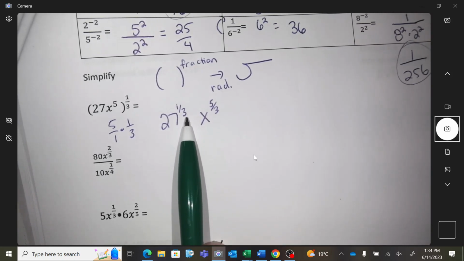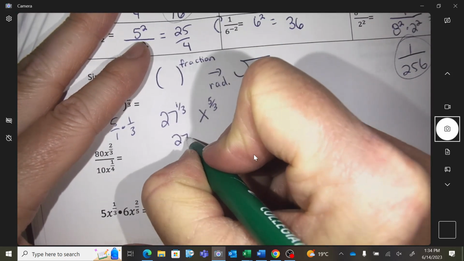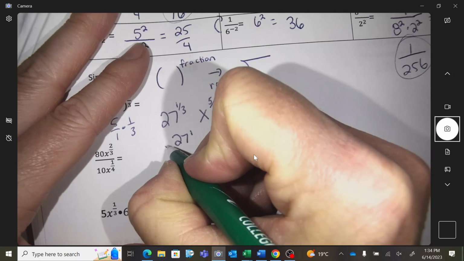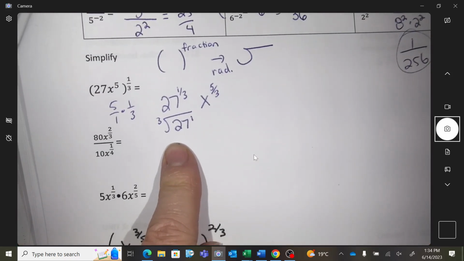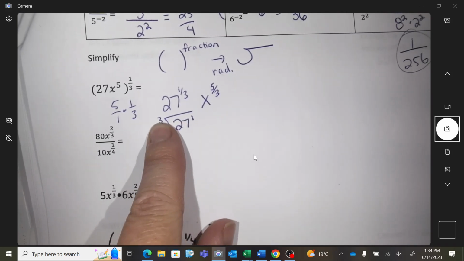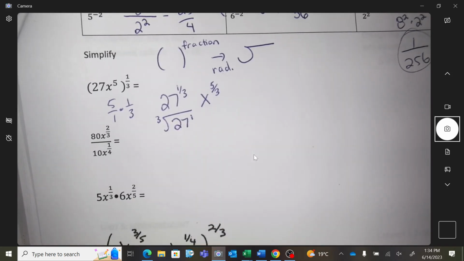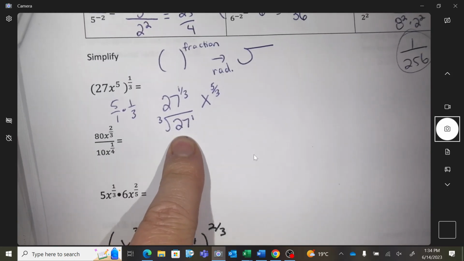27 to the 1/3 is the same as me doing this. 27 to the 1/3. That's the same. 27 to the 1/3. Like that. The root. Fraction exponents become the radicals. So what is this without your calculator? 3, the cubed root.